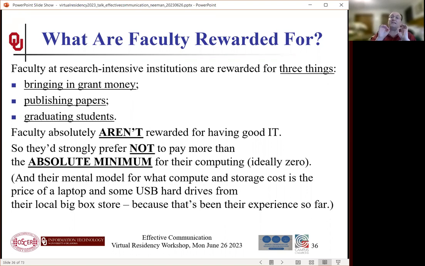Right? So they'd like to spend zero. If they can't spend zero, they'd like to spend the absolute minimum for IT, for computing, right? And their mental model for what it should cost is USB drives from Walmart, right? If they can't get it for that price, they feel like they're being ripped off because that's their expectation. And remember, satisfaction equals reality divided by expectations, or if you like, reality minus expectations, right? If you can't improve reality, lower expectations.